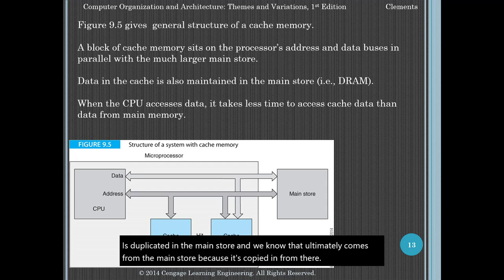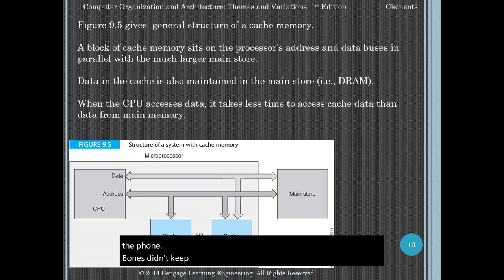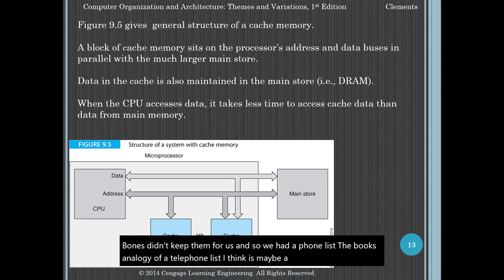The book uses this analogy of a telephone list. I honestly don't know who keeps telephone lists anymore. When I was growing up, we had to know each other's phone numbers because you had to dial them on the phone. And our phones didn't keep them for us. And so we had a phone list. The book's analogy of a telephone list, I think, is maybe a little outdated for today's student.